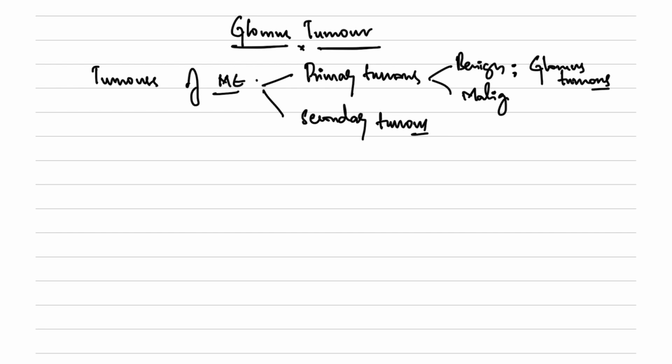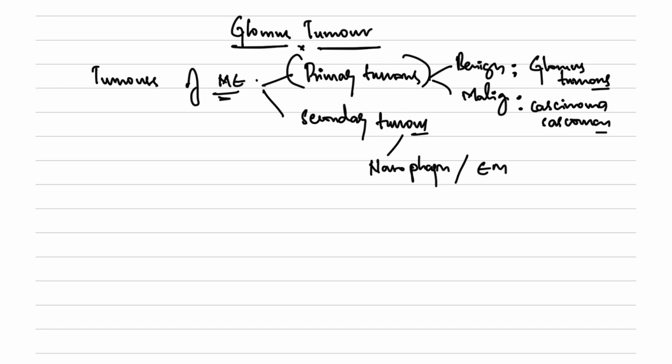So what is glomus tumor? It's a benign tumor which is a primary tumor of the middle ear. Then what do we have in the malignant? In the malignant we have carcinomas as well as sarcomas. In the secondary tumors, what do we have? Secondary tumors might arise from the adjacent areas, which might be the nasopharynx or external meatus, or they may be metastatic from the lungs, bones, etc.